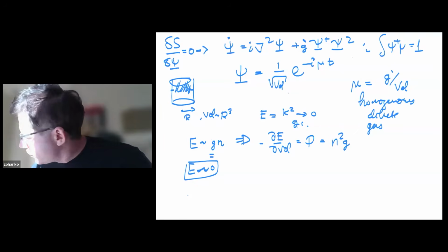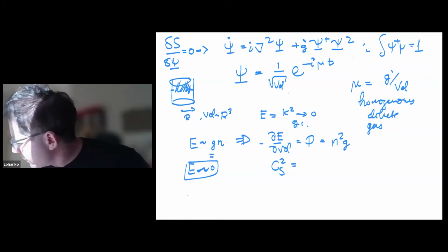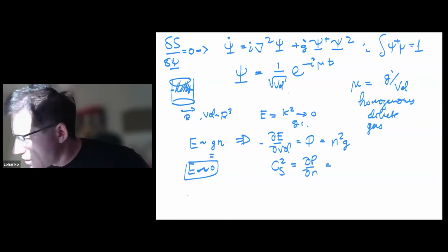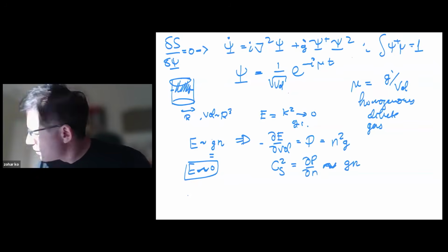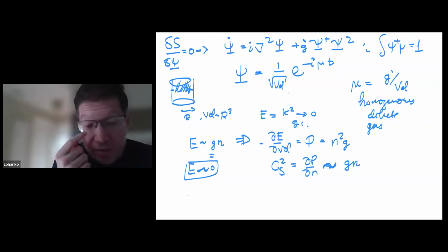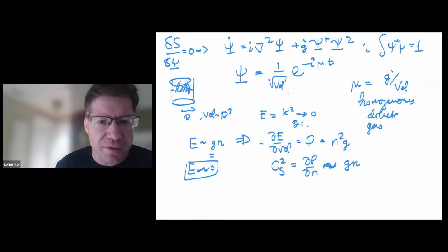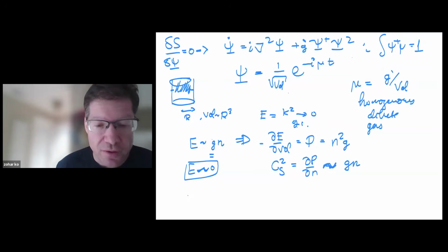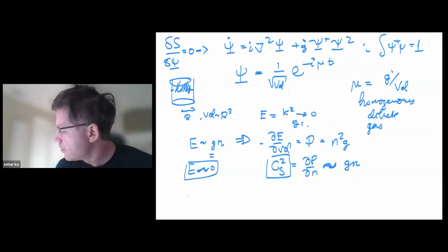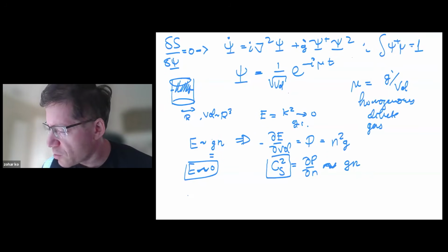Okay, and the speed of sound is the derivative of the pressure with respect to the density. I'm just quoting some results that you might remember. And that's proportional to Gn. So we see that this system behaves very differently from non-interacting bosons. Non-interacting bosons would have a vanishing ground state energy. Here, the ground state energy is proportional to the density times the interaction range. And it has sound. It has a speed of sound, which is Gn. This will be a very important quantity.